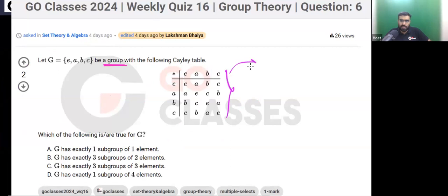Which template is it? I told you that there are only two templates for a group of order 4. Only two non-isomorphic groups are there. So there are only two templates.